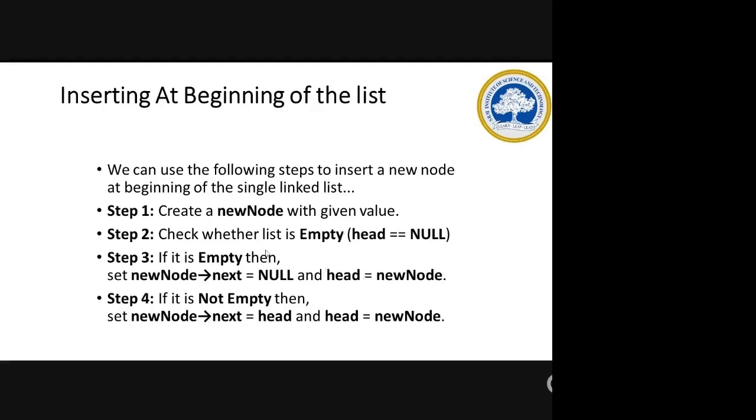Are you clear with this statement? Then only I will proceed. Are you clear with this statement? If your head is null, there is no node in the list, and I'm going to add my new node. So in my list there are no other nodes at all. So my new node of next, that is my second field in my new node, will be null. My first field will be containing the value. What is the value of the new node? My second field will be null.